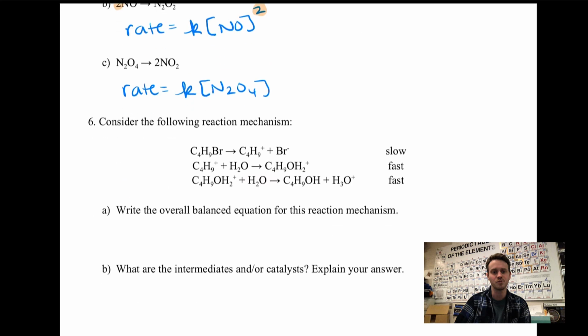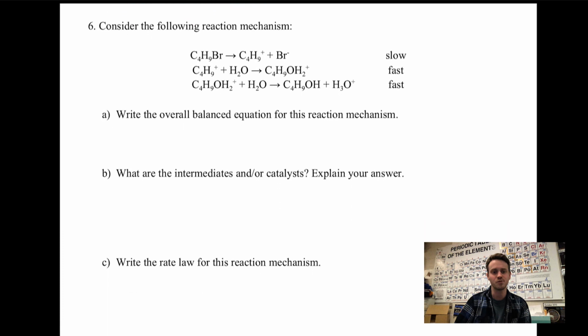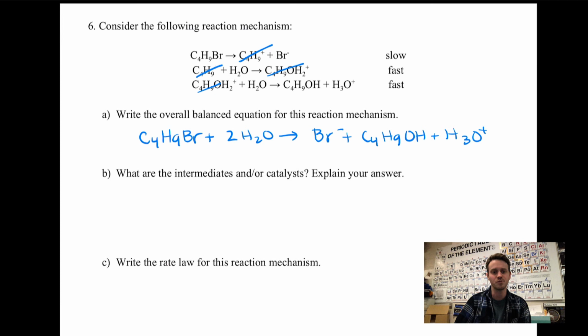In number 6, it says to consider the following reaction mechanism, and it asks us to write the overall balanced equation for this reaction mechanism. So I'm going to first cross out things that appear on both the product side and the reactant side. In this case, that occurs with C4H9+, and we see that it happens again with this right here. Nothing else crosses out, and so I'm going to write it as is from there with all of my reactants or things on the left side of the arrow, and then I'm going to write everything that would be on the other side of the arrow, making this my overall balanced equation for this reaction.